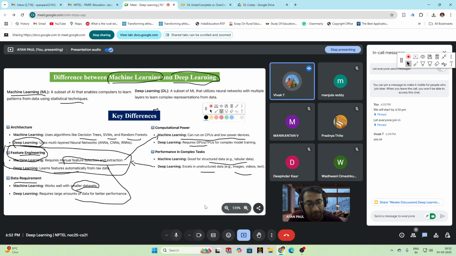Once the network is trained, can it run on CPUs? Yes, that can run, but your FPS will be lesser. FPS is frames per second, the detection speed. So a CPU will always give a slow detection speed. Okay, that is the problem. Okay, sir, thank you.